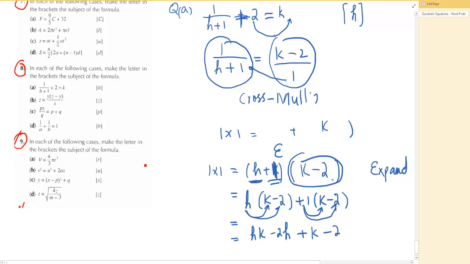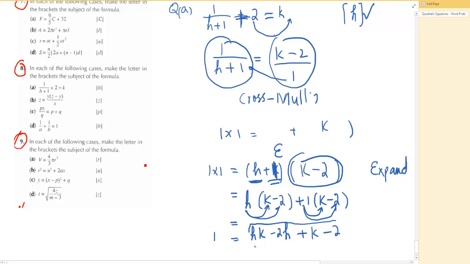You understand? Yes, sir. This is called expansion. You should practice expansion. And there is nothing like terms here. So this is our final answer. No, this is not the final answer. So we have expanded. Now we have to make h the subject.